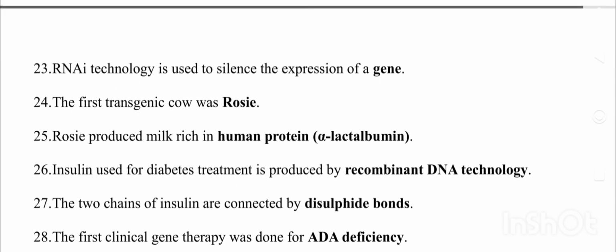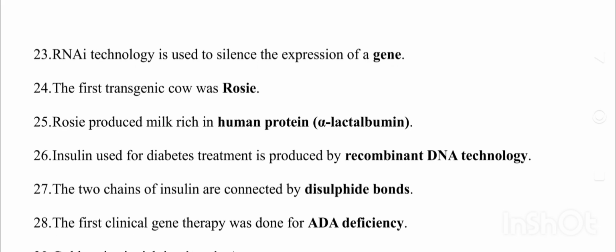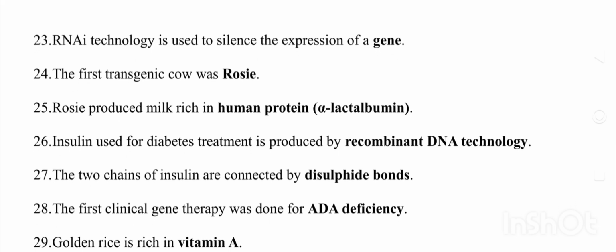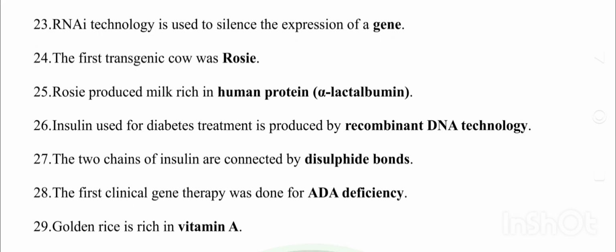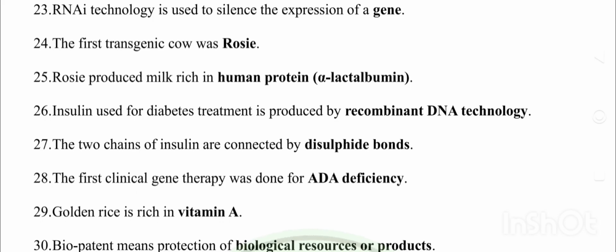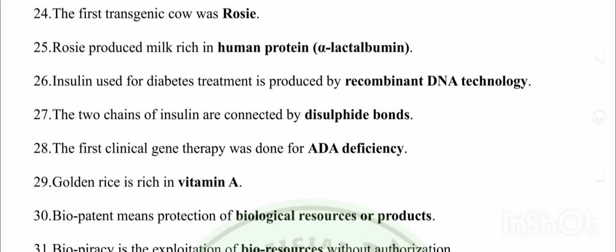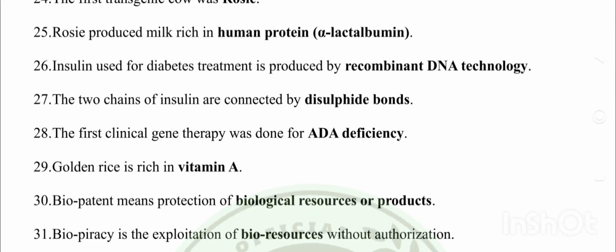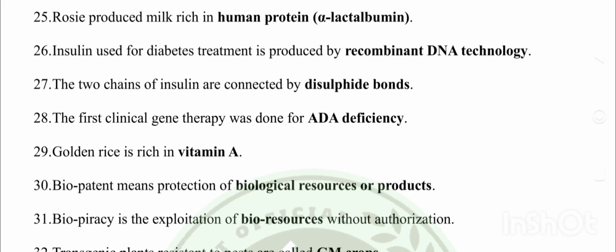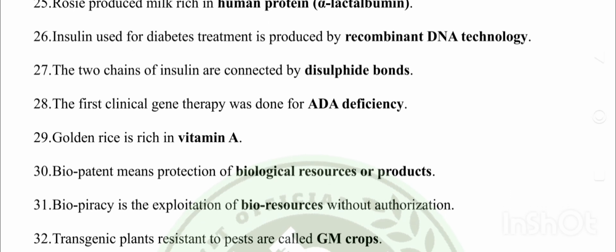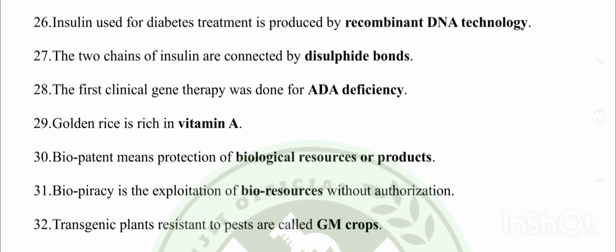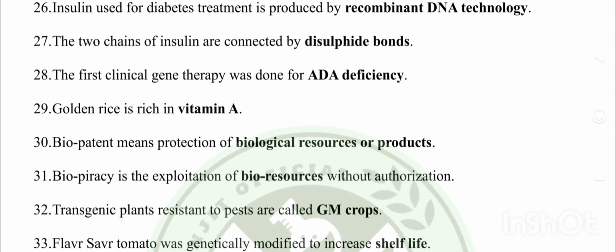26. Insulin used for diabetes treatment is produced by recombinant DNA technology. 27. The two chains of insulin are connected by disulfide bonds. 28. The first clinical gene therapy was done for ADA deficiency. 29. Golden rice is rich in vitamin A. 30. Biopatent means protection of biological resources or products.